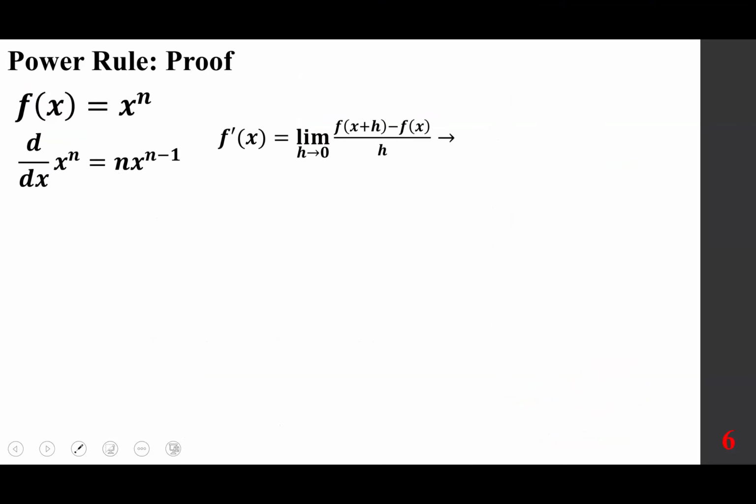I want to look at the proof for the power rule. You're not responsible for that, but I want to do that to remind you of a lot of things. When f of x is x to the power of n, its derivative, d/dx of x to the power of n, or f prime of x, is n x to the power of n minus 1. So f prime of x is n x to the power of n minus 1. You want to prove that, everybody?